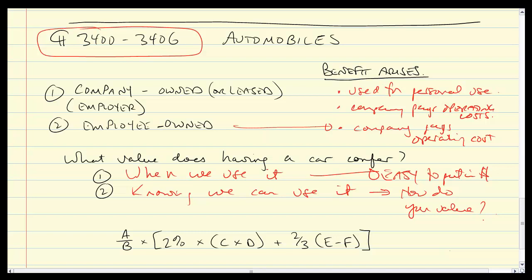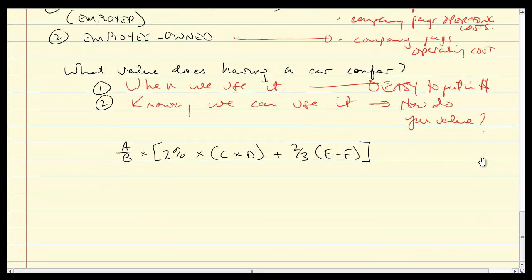Well, welcome to our first formula in this class, and this is how the Government of Canada values it. It's very simple: A over B times 2% of C times D plus 2/3 of E minus F. Any questions? So you can see, welcome to the Income Tax Hack. So let's just break this down. Okay, so this is just a factor. We'll look at this last, actually.